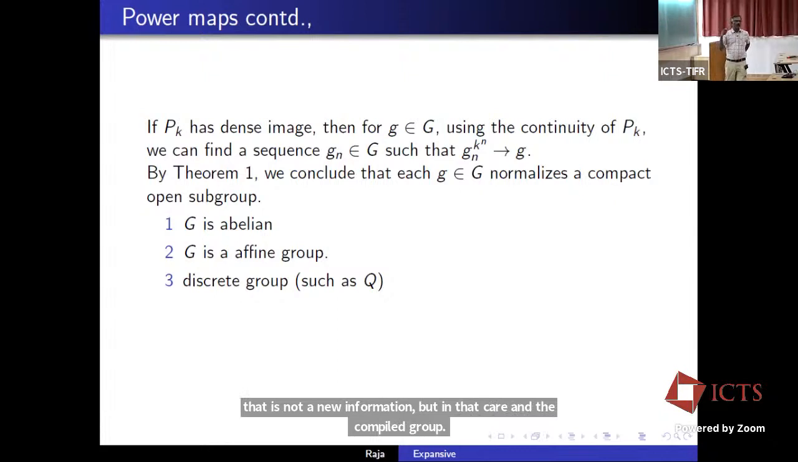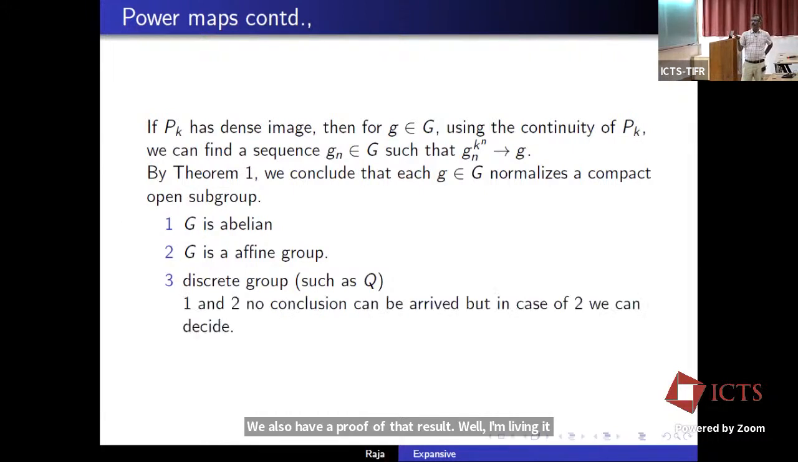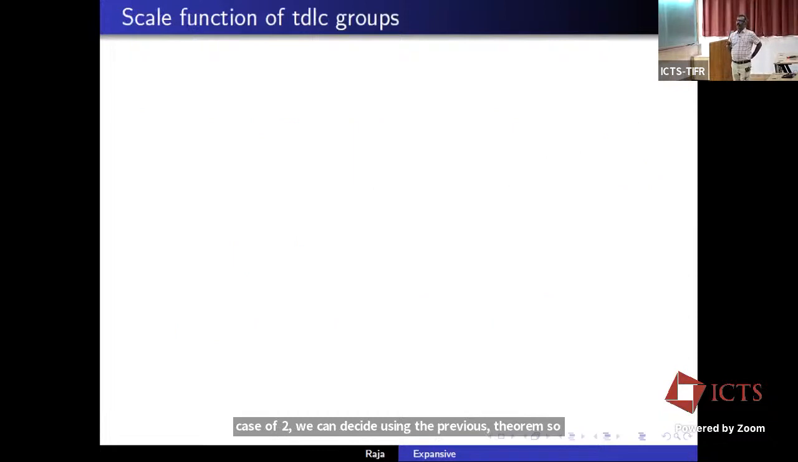Pralay Chatterjee has proved there is a necessary and sufficient condition in terms of the ordinals. We also have a proof of that result. So I am leaving it out because we already know the answer. So what I said is that for 1 and 3, no conclusion can be arrived at, but in case of 2, we can decide using the previous theorem. So that means that we need to do a little more with this.